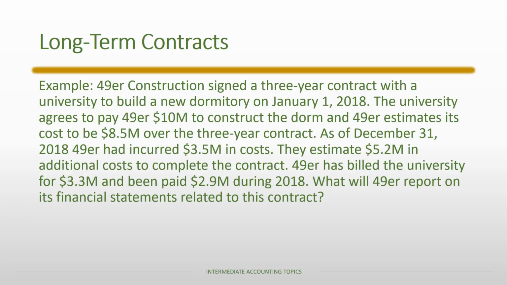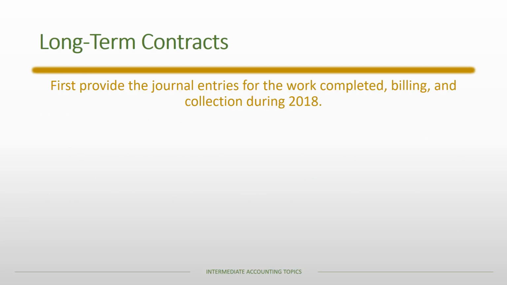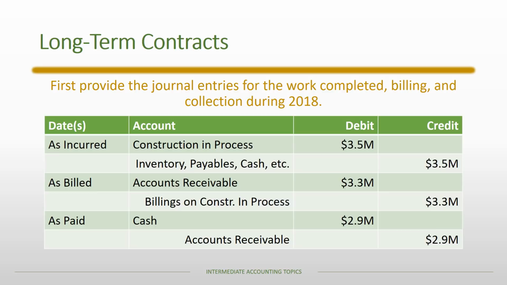So we have to figure out how we would handle each of these items, whether it be the $3.5 million in cost that they incurred, the $3.3 million that had been billed, and the $2.9 million that had been paid, and then how do we handle recognizing revenue? All right, first thing is let's just provide the journal entries for the work that had been completed, billed, and collected during 2018.